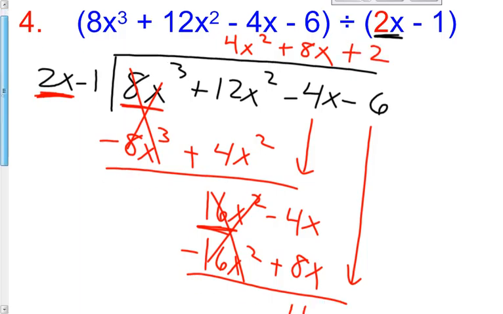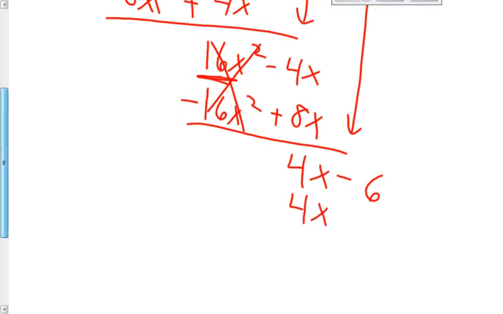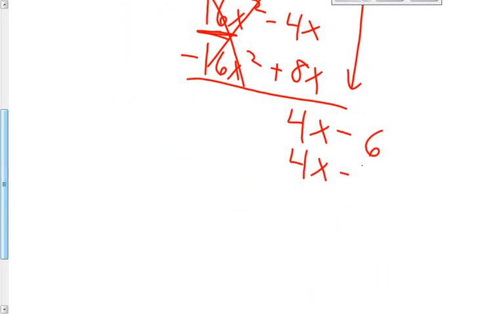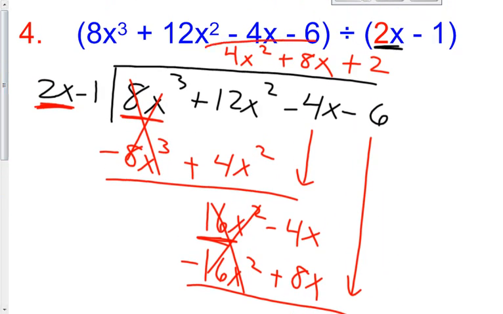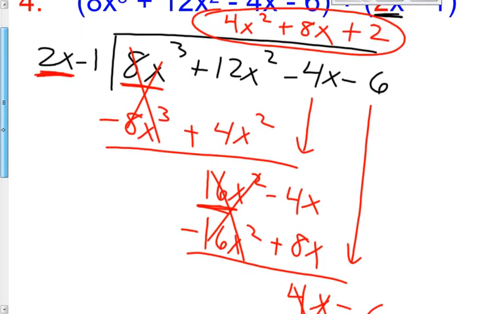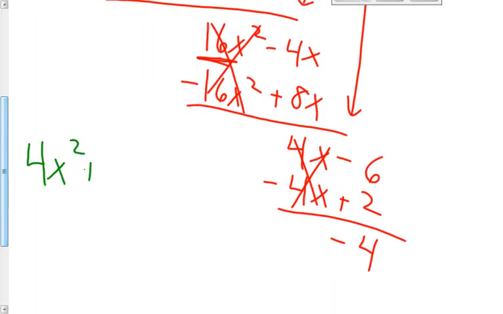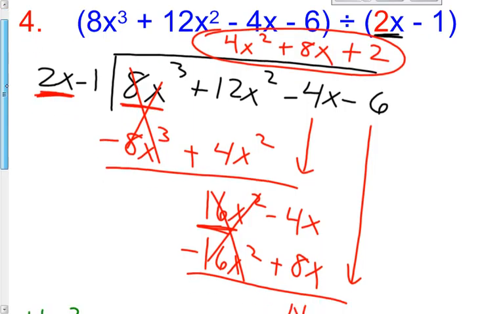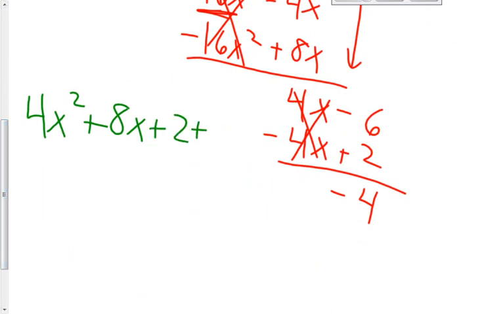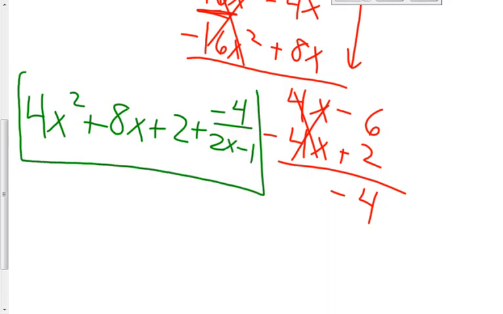Multiply it down. 2 times 2x is 4x. And then we have 2 times a negative 1 is a negative 2. Once you do the opposite, those cancel out, and we get a negative 4 as a remainder. So our answer is this with the remainder of negative 4. So it's going to be 4x squared plus 8x plus 2 plus a remainder of a negative 4 divided by our divisor, which is 2x minus 1. This is our answer for problem number 4.